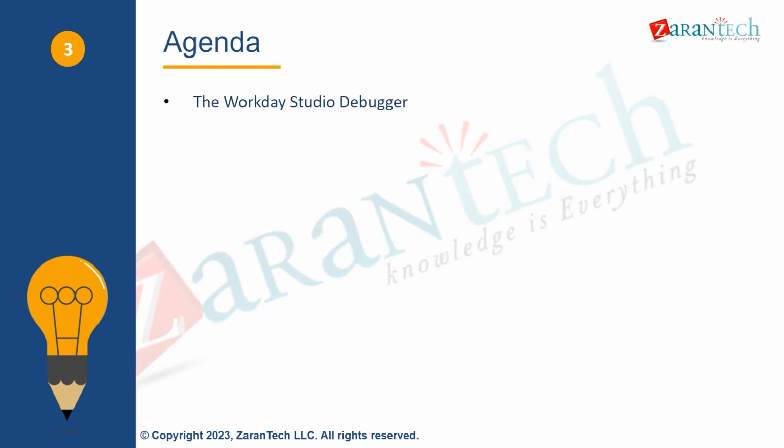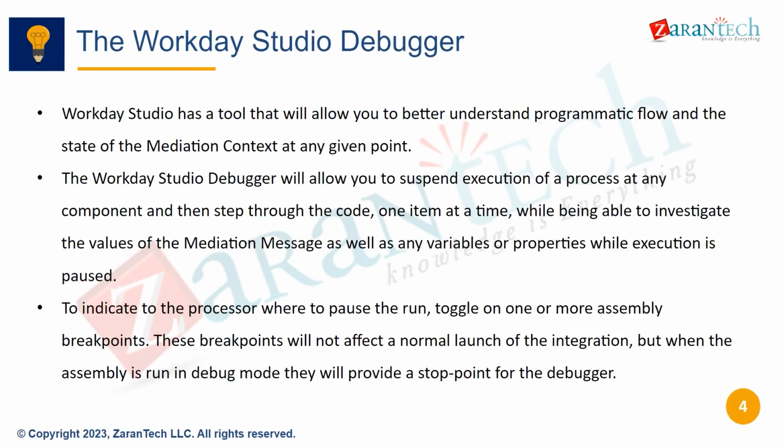In this video we'll be covering what the Workday Studio Debugger is, how to use it to set breakpoints, step through code, and inspect variables and properties. The Workday Studio Debugger is a tool that allows you to suspend execution of a process at any component. You can then step through the code one line at a time and investigate the values of variables, properties, and the mediation message while execution is paused.